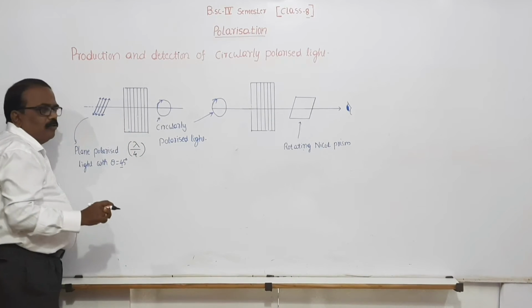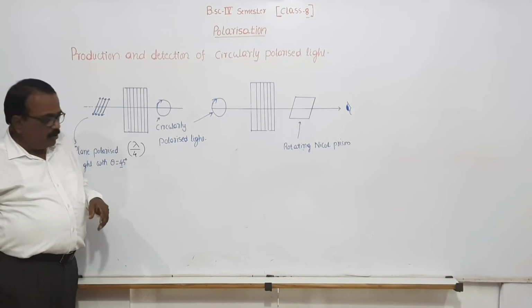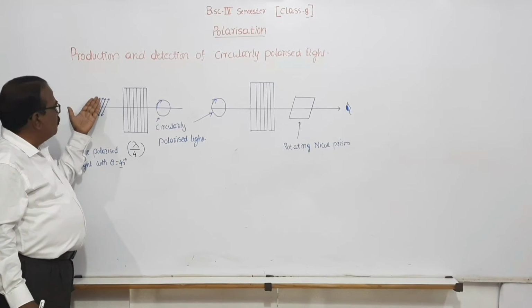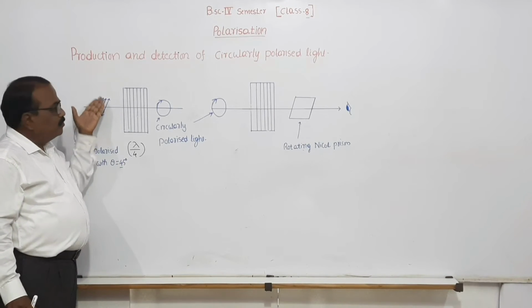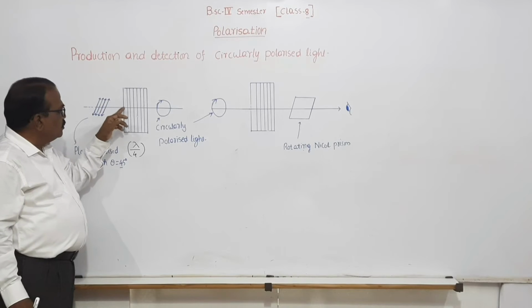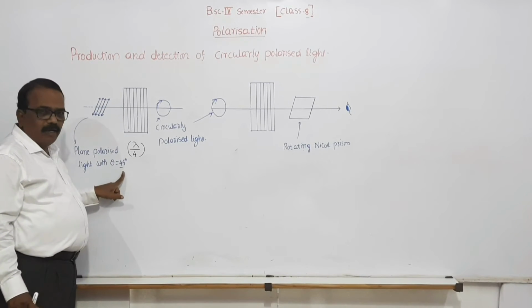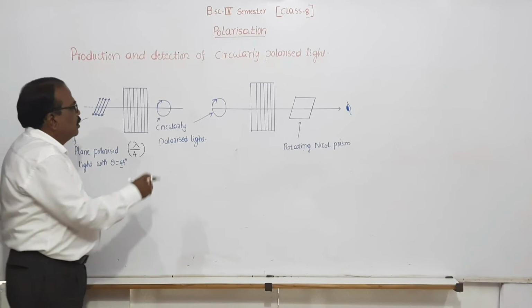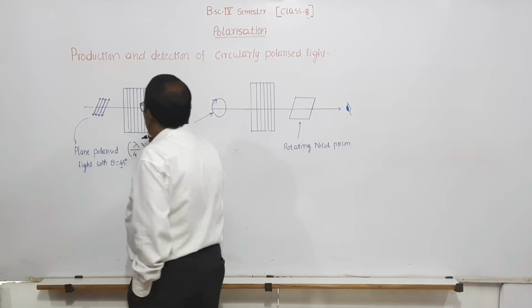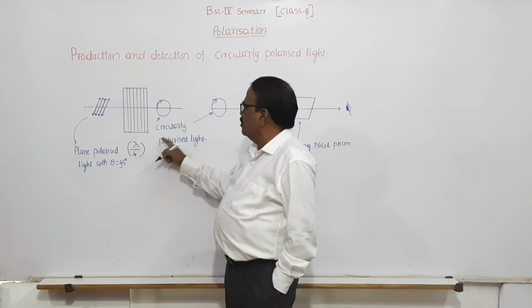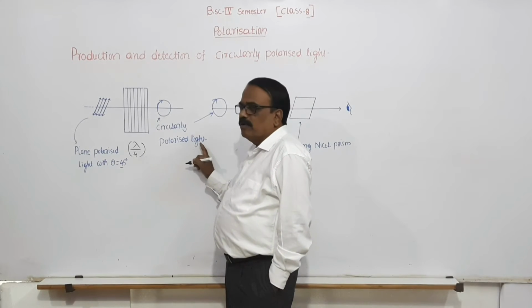This is the quarter wave plate. When plane polarized light with its plane of vibration is falling on this such that it makes an angle of 45 degree, the light which is coming out from this quarter wave plate is circularly polarized light.